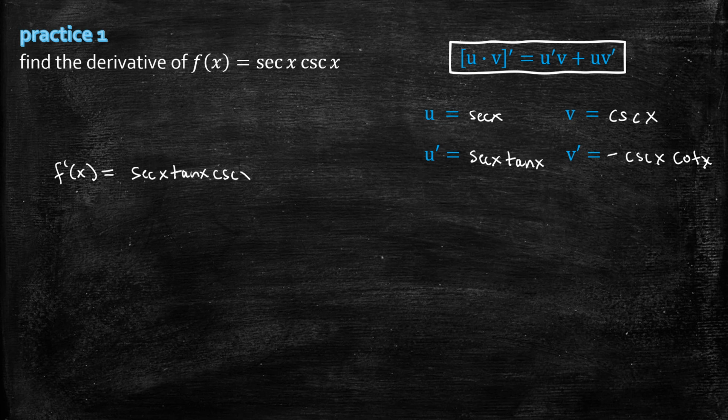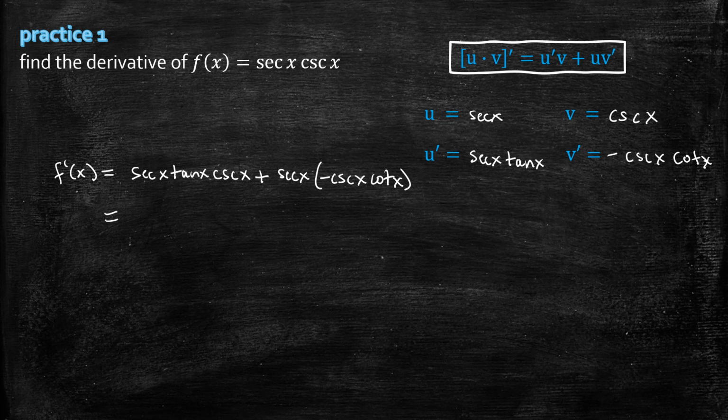Okay, there's quite a handful there. And then we have the plus, and now we have u v prime, so u is secant x, so that's the other diagonal, and negative cosecant x cotangent x. Well, this one looks like a hard one to tidy up. There are so many functions there that perhaps some things cancel out.